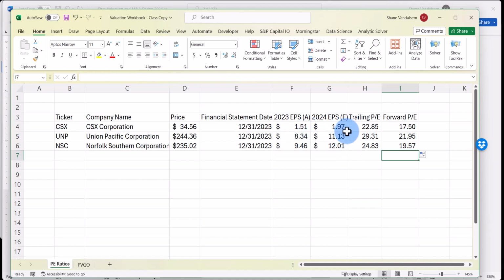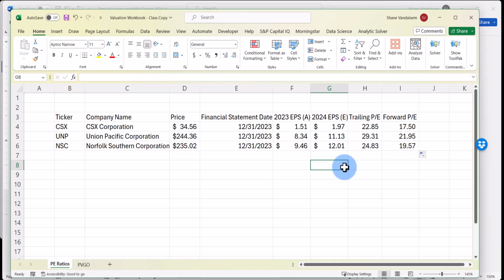Otherwise, if we were comparing the trailing PE for CSX to the forward PE of Union Pacific and Norfolk Southern, we would say that CSX has the highest PE ratio, when in fact it doesn't. It has the lowest PE ratio of these three firms. So a few things to consider here.